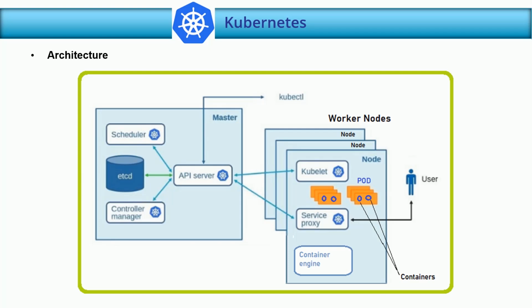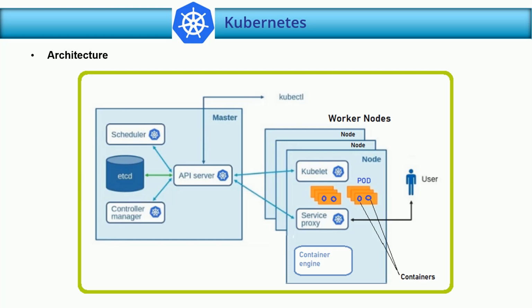Here the benefit of Kubernetes is that it supports any software which is going to create the containers. If I talk about Docker Swarm, Docker Swarm only supports Docker. But Kubernetes supports any number of software that create the containers.